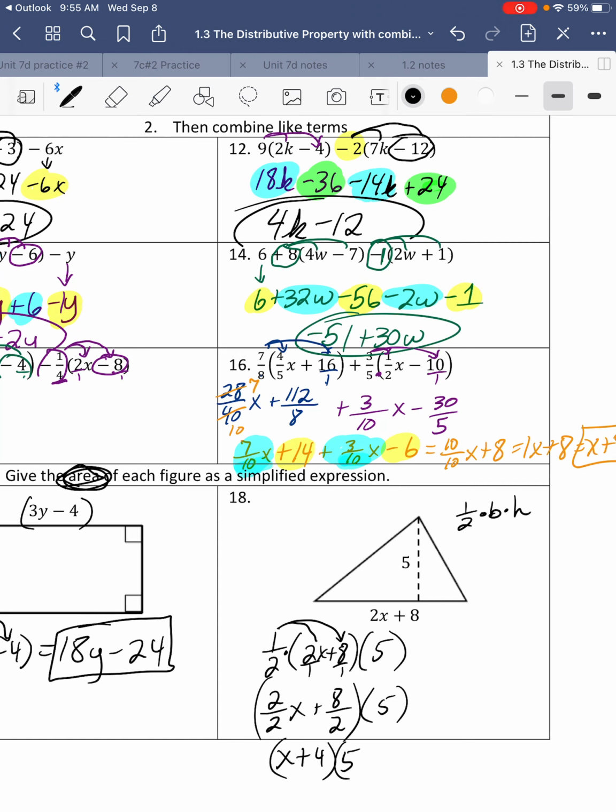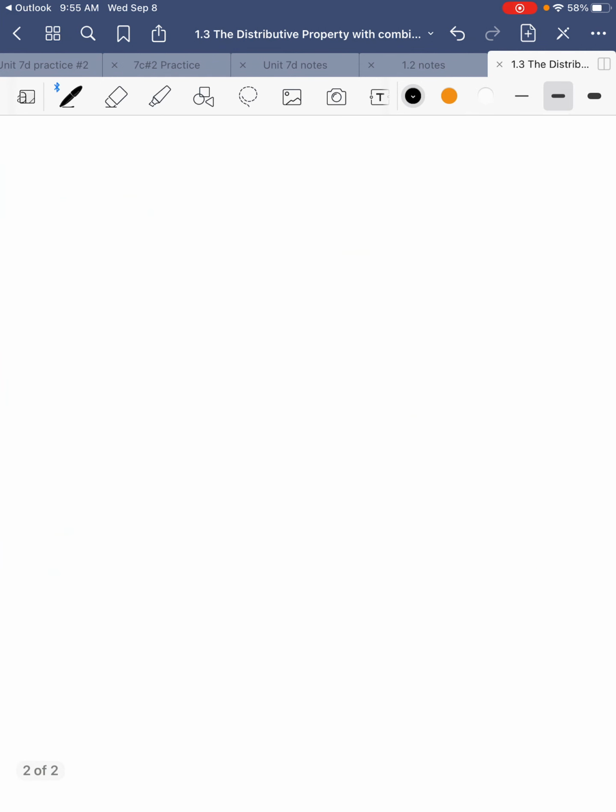I still need to multiply by this 5. So I need to distribute this 5. I'm going to do it backwards. So it's 5 times x is 5x. 5 times 4 is 20. 5x plus 20. No like terms. That is it. Cool. That is everything.